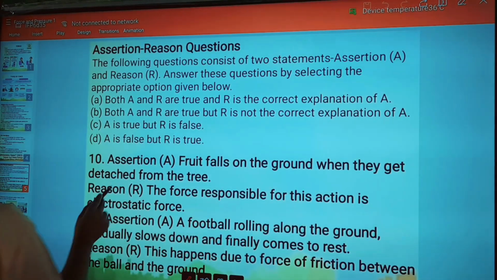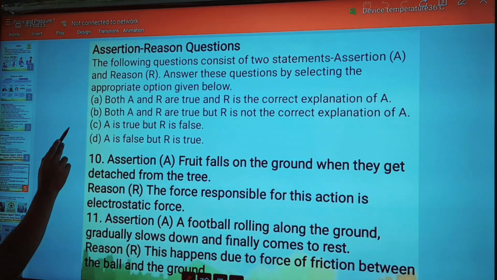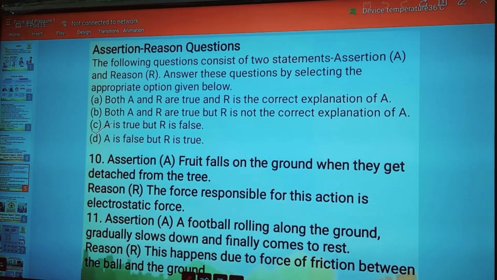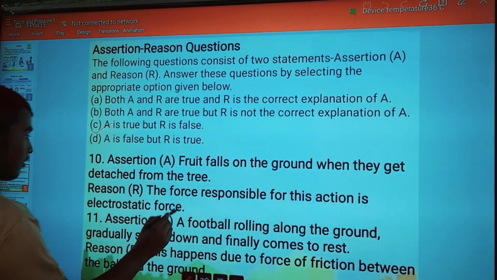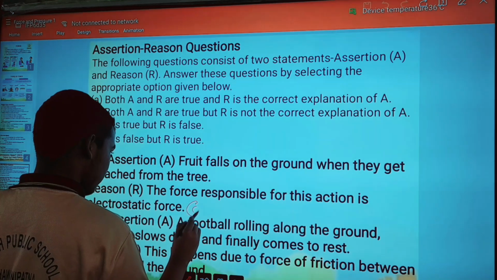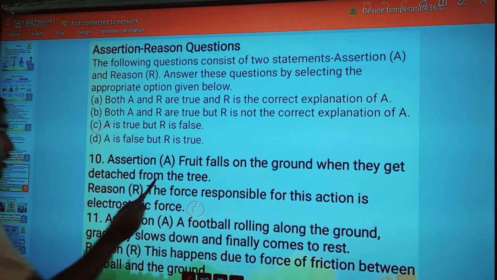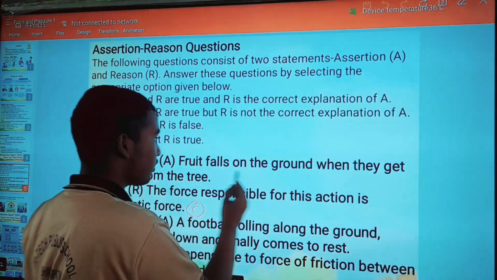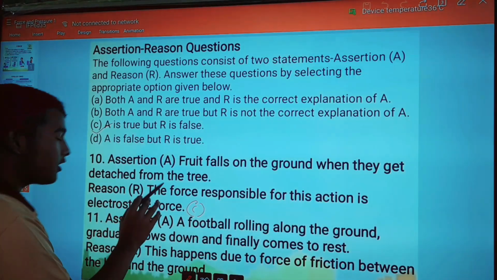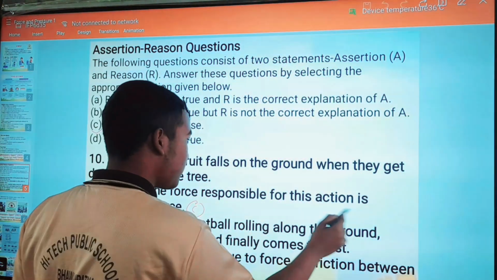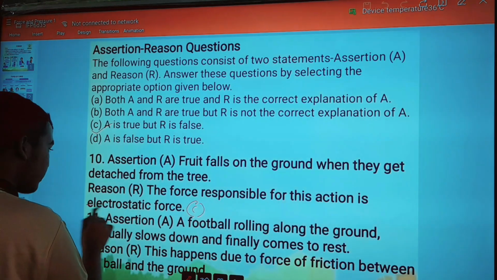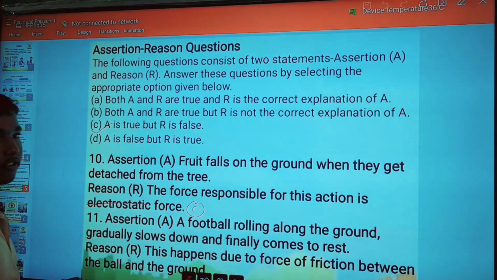When the answer is A is true but R is false, that is option C. And explain why it is. Because fruit falls on the ground, they get detached from the tree, which is true. Very good. But the force responsible for this action is not electrostatic force, it is gravitational force.